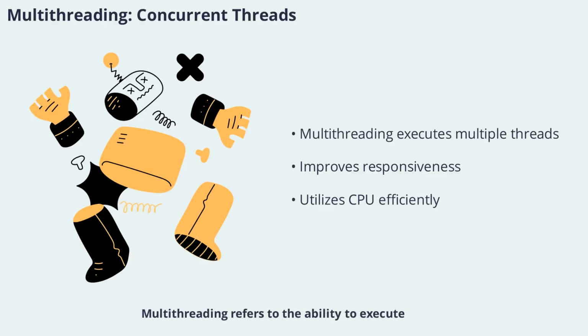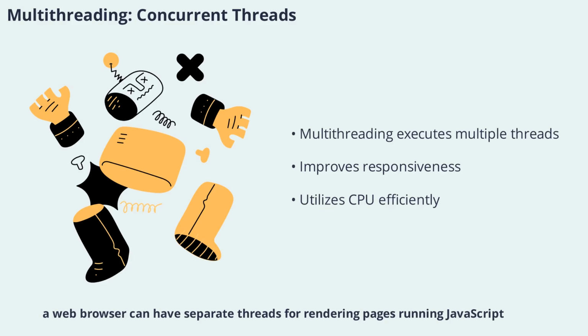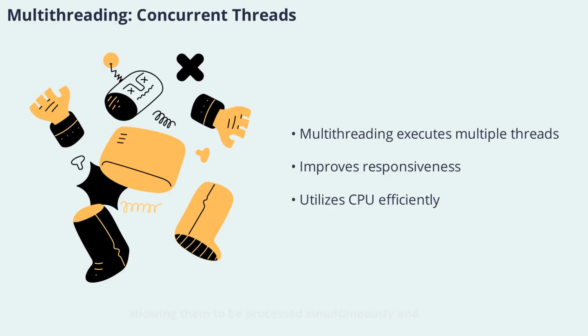Multithreading refers to the ability to execute multiple threads within a single process concurrently. For example, a web browser can have separate threads for rendering pages, running JavaScript, and managing user inputs. This makes the application more responsive and efficient. Multithreading breaks down tasks into smaller subtasks, allowing them to be processed simultaneously and making better use of the CPU's capabilities. Let's see how this works in single-core and multi-core systems.